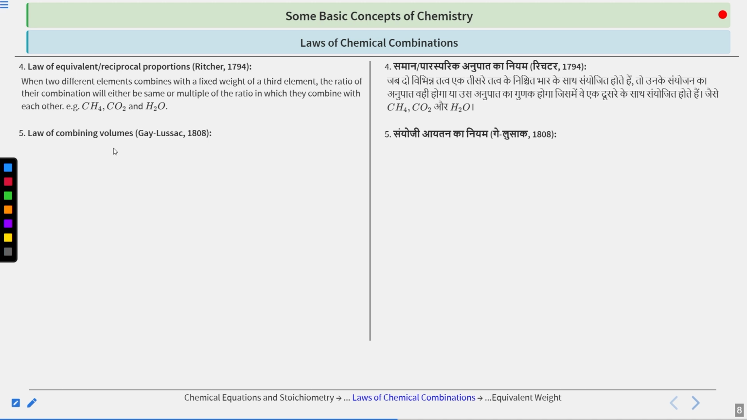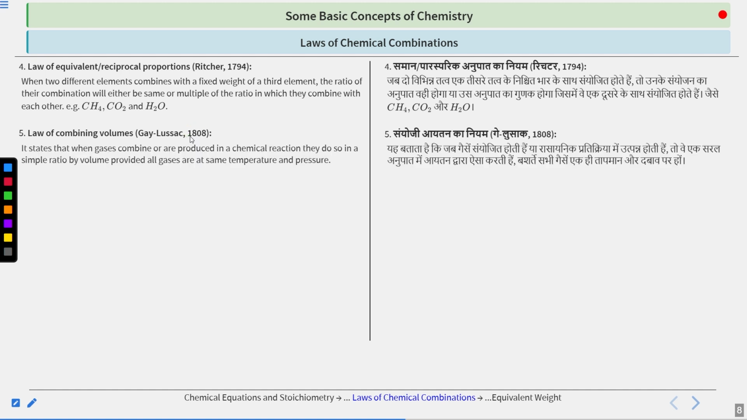Next is the law of combining volumes, which was given by Gay-Lussac in 1808. This is a very, very important law, and it says that if we combine two gases, they combine in a small simple ratio by volume. Again, I'm repeating it: when gases combine or are produced in a chemical reaction, they do so in a simple ratio by volume, provided all gases are at the same temperature and pressure. Right, so this is the law of combining volumes by Gay-Lussac.